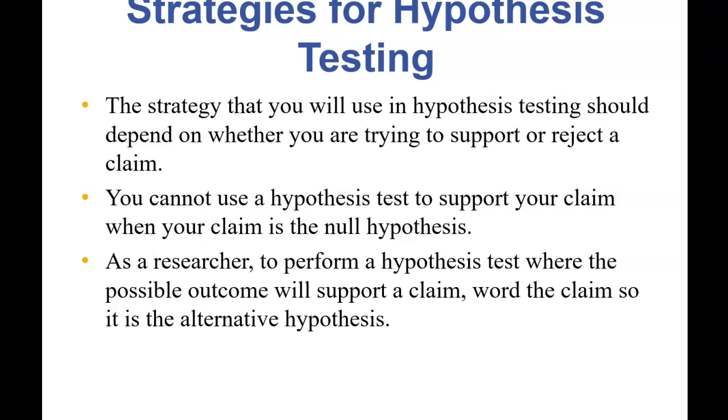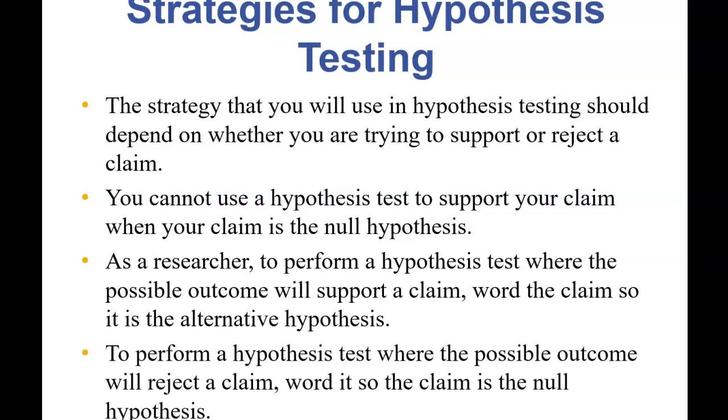Why? Because keep in mind, we always assume the null hypothesis is true. So you cannot start with claiming your own claim is true. So if you want to prove or disprove, your claim cannot be a null hypothesis. It should always be the alternative. And to perform the hypothesis test whether the possible outcome will reject a claim, word it so the claim is null hypothesis. All right, so let's go ahead and take a look at our homework.